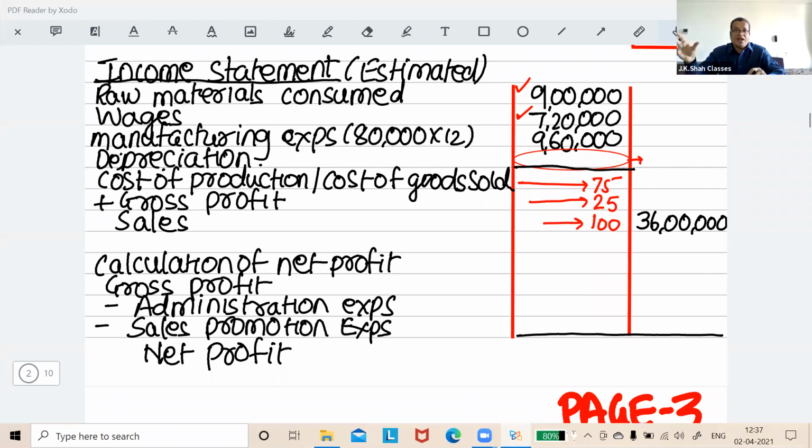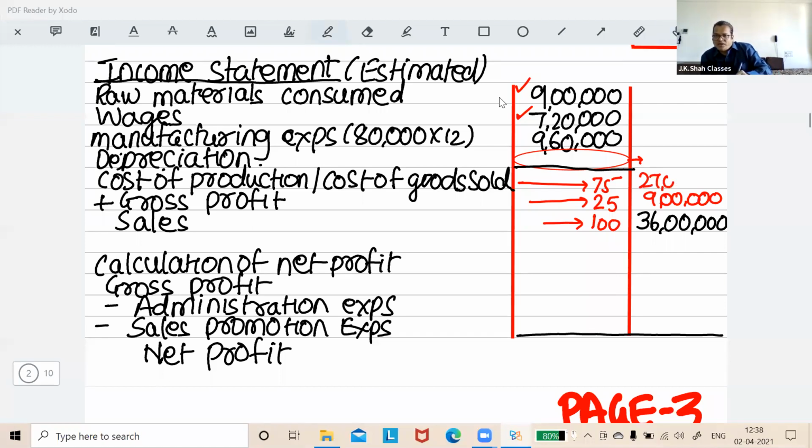100 is 36 lakh. 25 is how much? Can you cross multiply for yourself and tell me the answer as well? Does this come to 9 lakh? Chat box, you can put in your answers. Yeah, correct. Cost is 27 lakhs. You have two options. You can either subtract or you can just do that same multiplication again. Yes, friends. Thank you for replying.